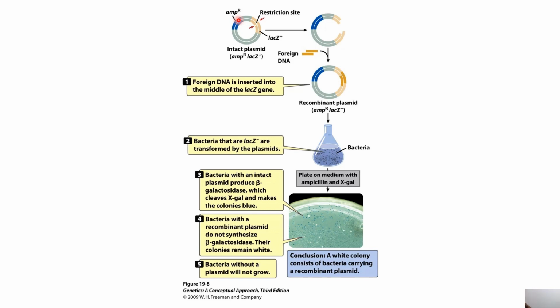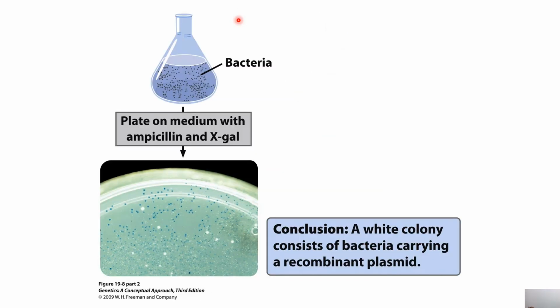So a white colony consists of bacteria carrying a recombinant plasmid, whereas a blue colony means the bacteria carries the normal plasmid where the lacZ gene is intact and not interrupted by a foreign piece of DNA. This is a bacterial plate, medium with ampicillin and X-gal. So a white colony will consist of bacteria carrying a recombinant plasmid.